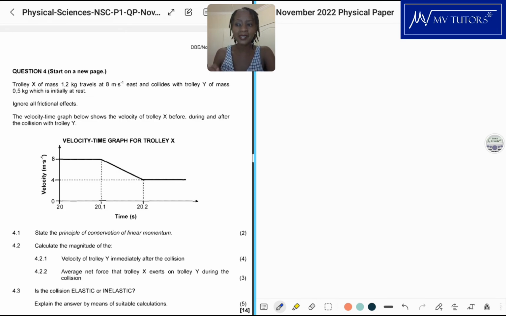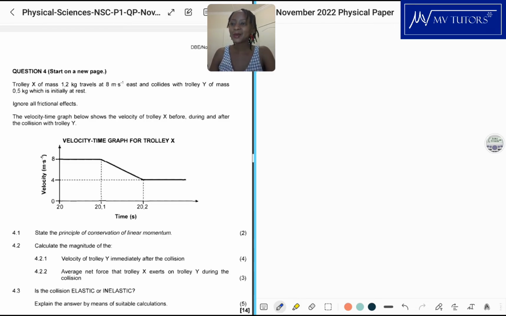Because from time 20 to time 20.1, it has the velocity of 8 meters per second. And then between 20.1 and 20.2 seconds, just a split second, right? 0.1 seconds, you have the collision. And then at the end, we see that trolley X has a final velocity of 4. I hope you can see that. On the other hand, with trolley Y, we have an initial velocity of 0 because they tell us that initially it was at rest. But because of the collision, something must have happened.